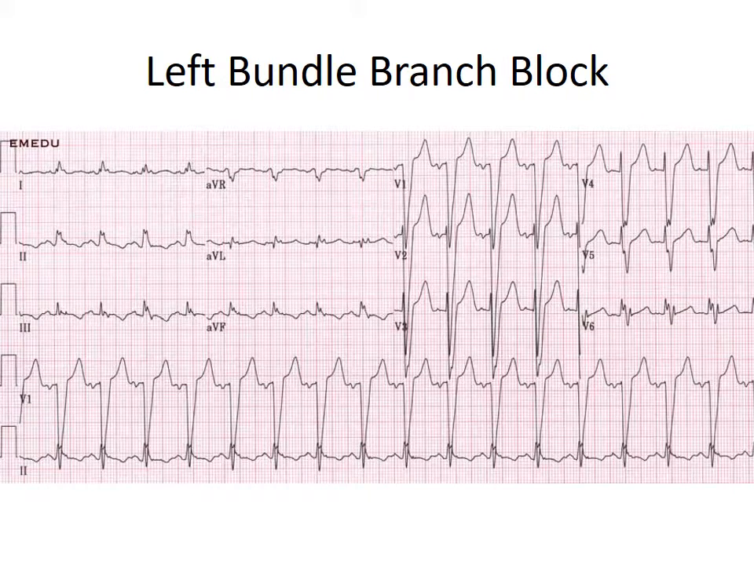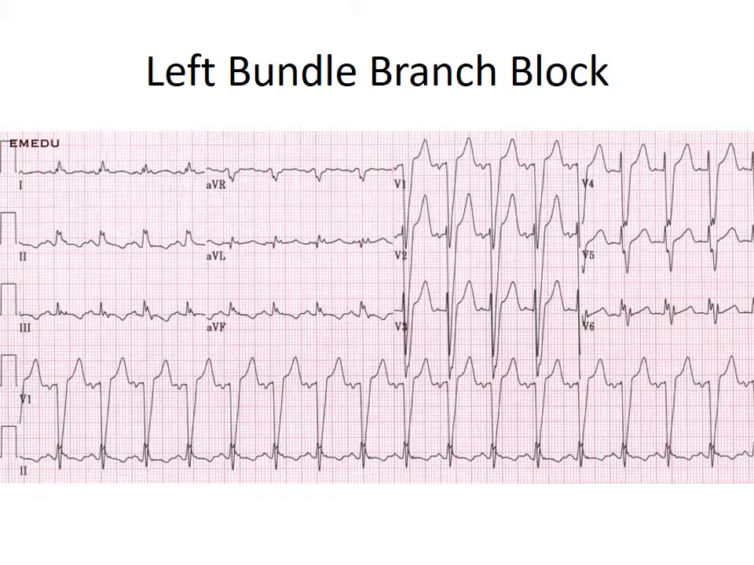Left bundle branch block. Left bundle branch block throws a whole lot of the EKG off. A lot of the electrical activity gets messed up, so when you look at it, you go, oh my gosh, what is this? It gives you a wide QRS complex for one thing. So does a right bundle branch block, but not nearly to the degree of a left bundle branch block. Left bundle branch block tends to give you more negative electrical activity too.